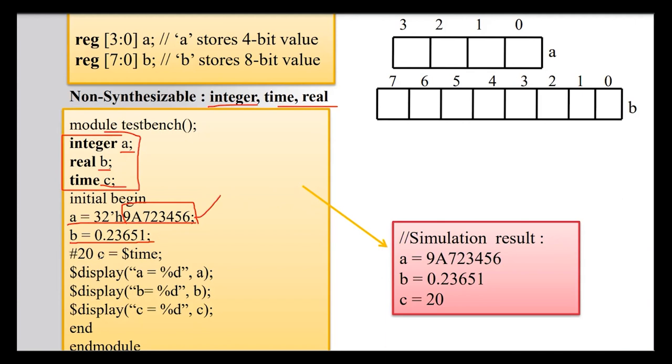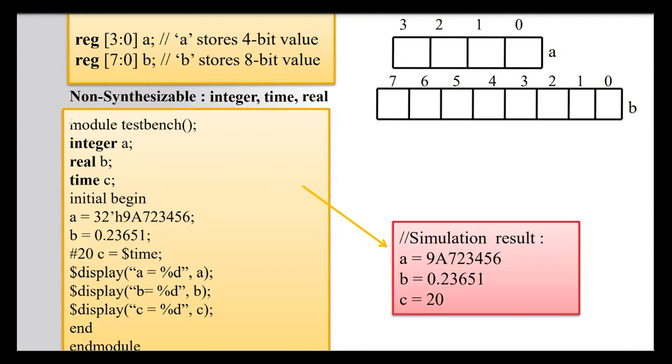C equals $time. $time is a system task, so here it defines the time. At 20 time units, we define the time here, right? So this time is defined by $time. These three are the data types that can be used for simulation.